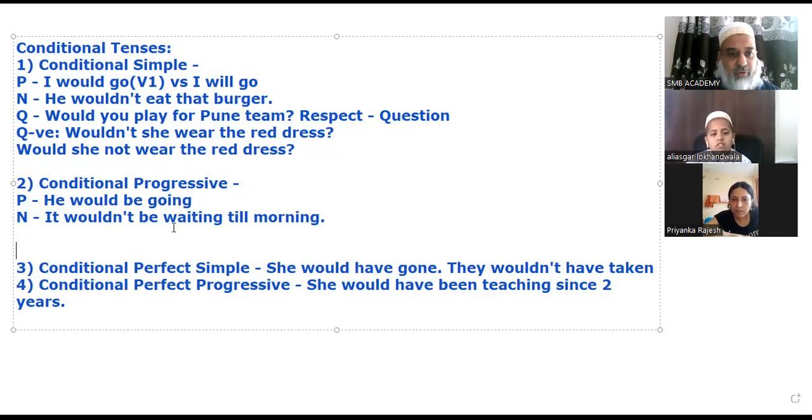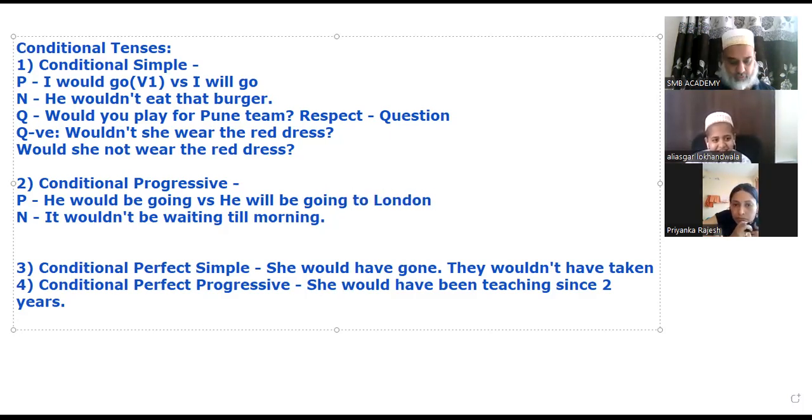Which tense did we learn in the class yesterday? Future progressive. What was the rule? He will be going to London tomorrow. This is what we learned, right? So instead of will, we are just writing would. That's all. Simple. Because it is not 100%.